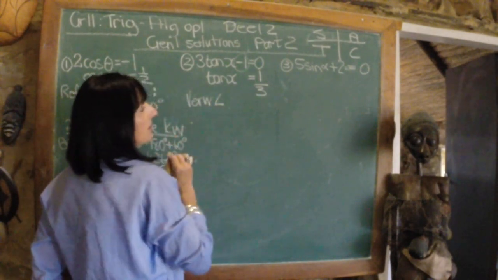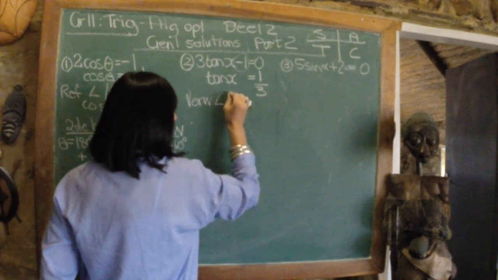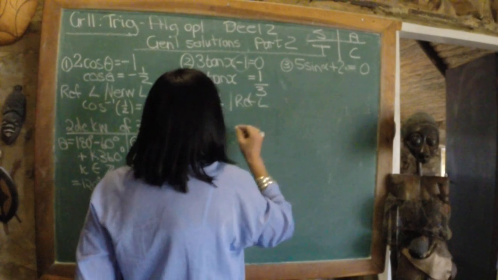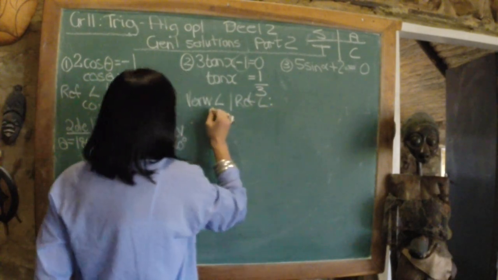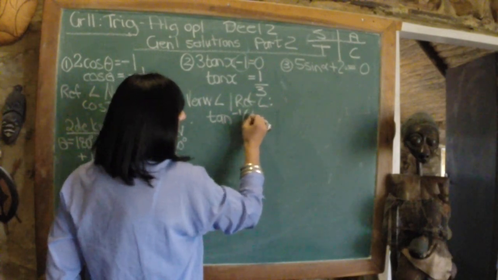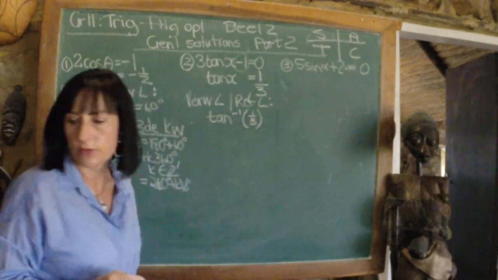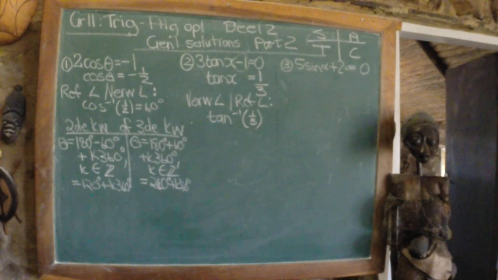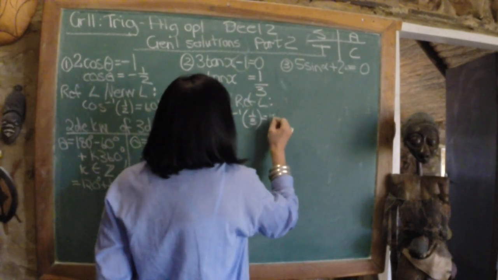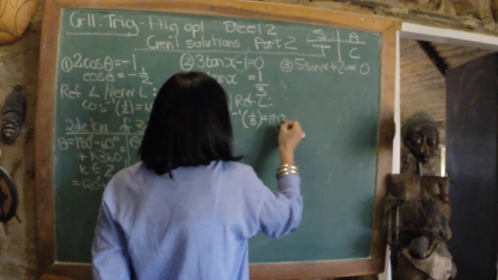Right there, reference angle. I'm now busy with my reference angle. It's not my solution, it's only my reference angle. By reversing, and if you put that in your calculator, you will get your reference angle as 18,432 degrees, round to 2 decimal places.